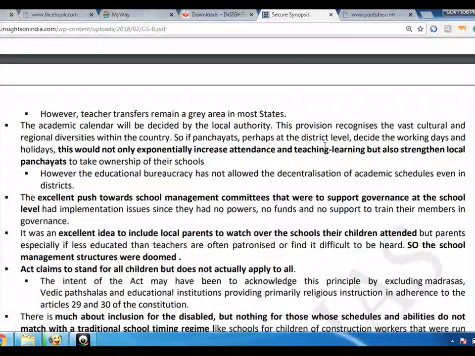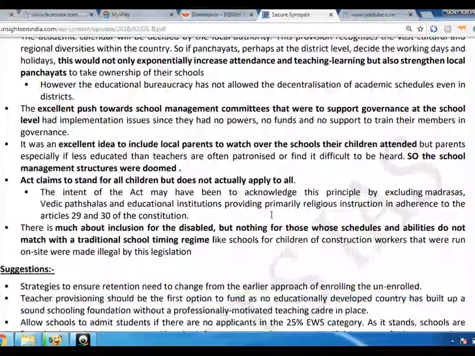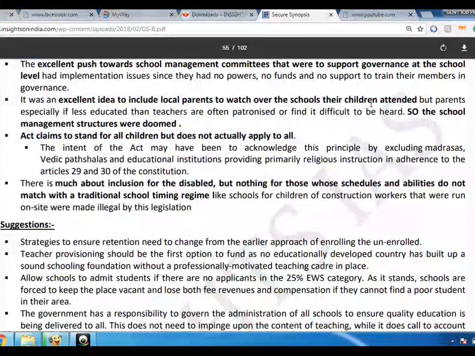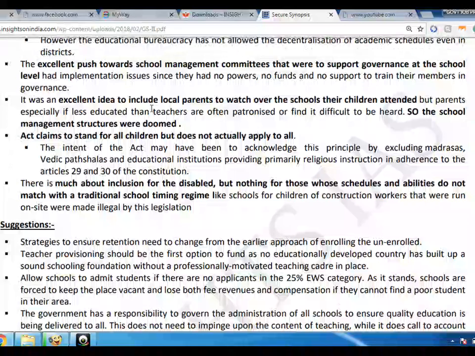The excellent push towards school management committees that were to support governance at the school level had implementation issues since they had no powers, no funds, and no support to train their members in governance. It was an excellent idea to include local parents to watch over the schools their children attended, but parents, especially if less educated than teachers, are often patronized or find it difficult to be heard. So the school management structures were doomed.